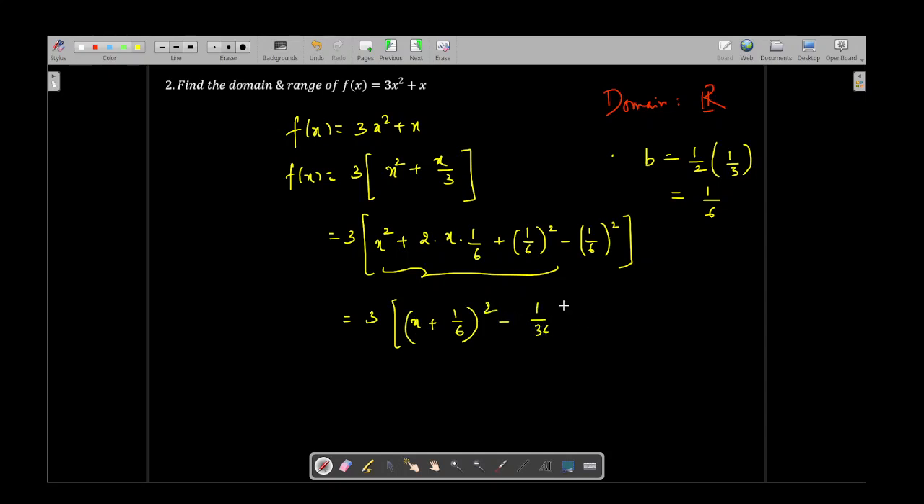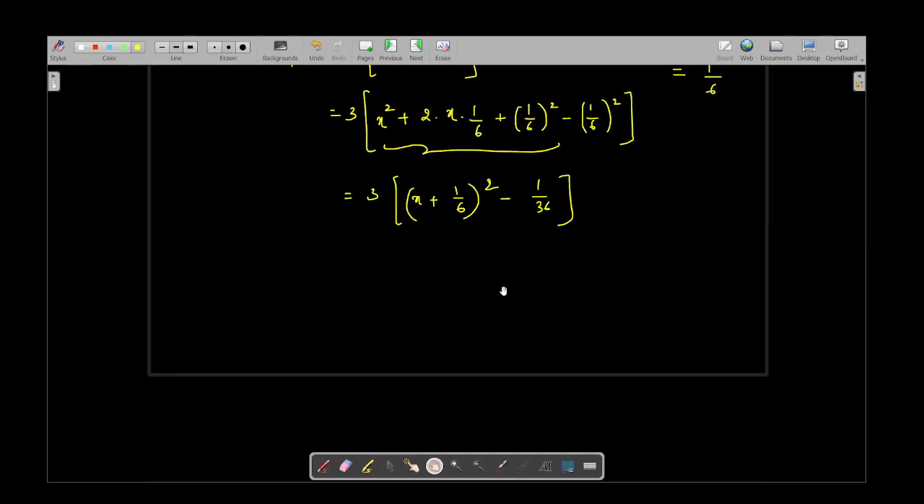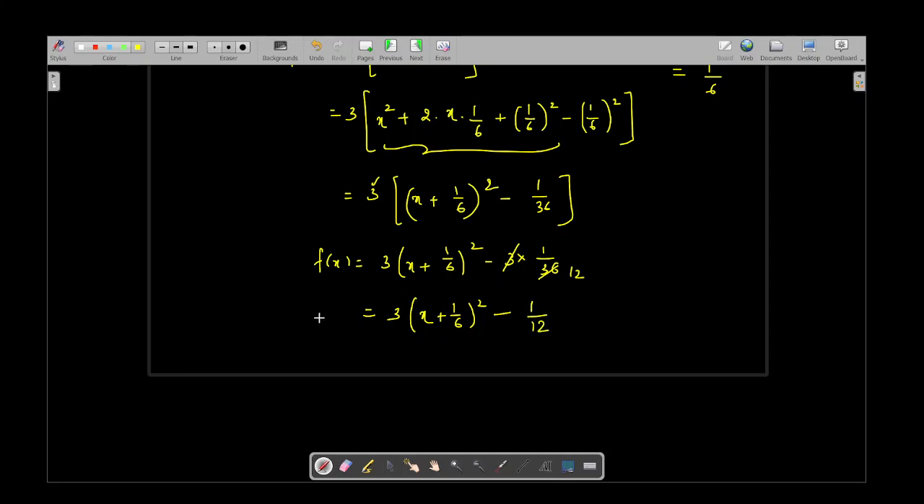Finally, I have to bring 3 inside. f of x is equal to 3 into x plus 1 by 6 whole square minus 3 into 1 by 36. Remember, we have to bring this coefficient inside. This is very important. You should not forget to bring the coefficient inside. So it is 3 into x plus 1 by 6 whole square minus 1 by 12. This is the standard form we have to bring in.